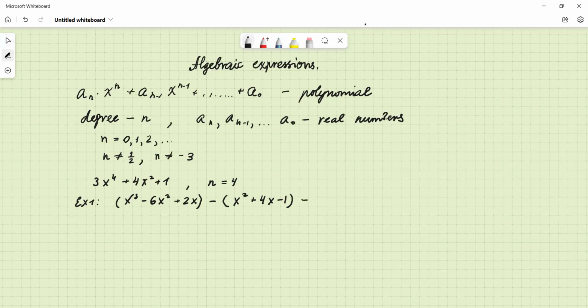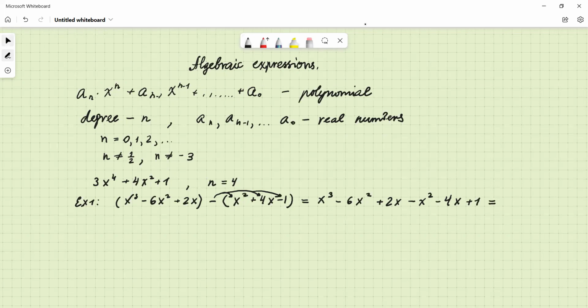Before we start doing subtraction, we are going to open parentheses. So I'm going to copy my first polynomial just without parentheses because there is no minus sign in front of it, so we can just copy it: x cubed minus 6x squared plus 2x. Then the minus is going to be distributed to every term of my second polynomial. So it's minus x squared minus 4x, and minus times minus 1 is going to give me plus 1.